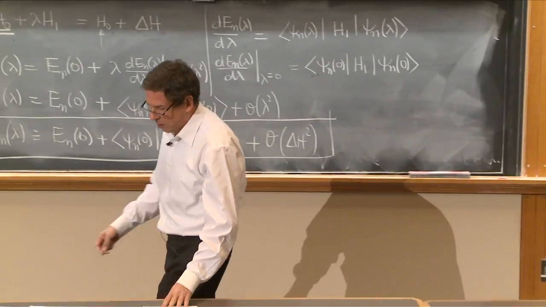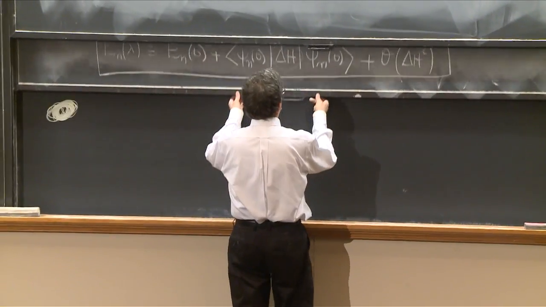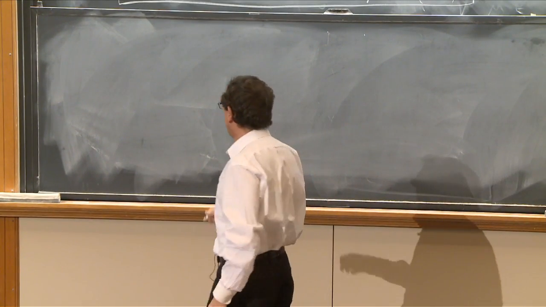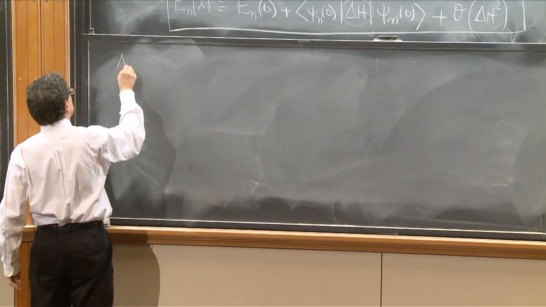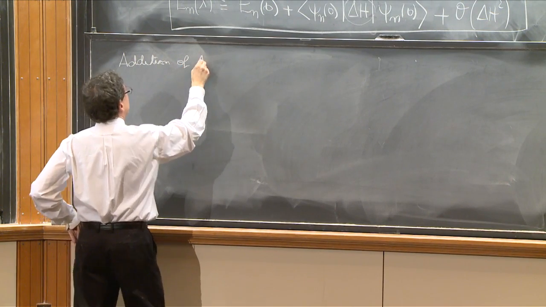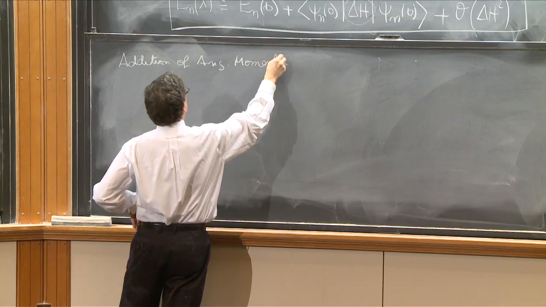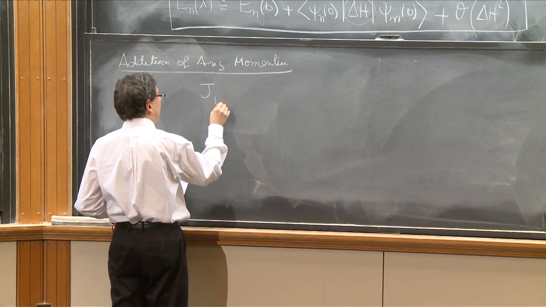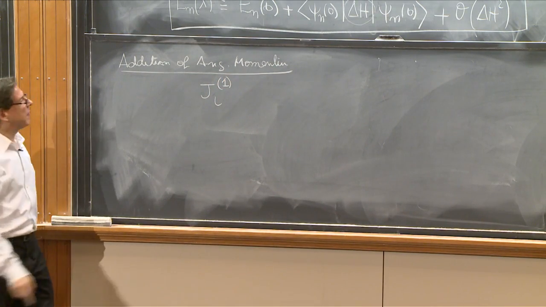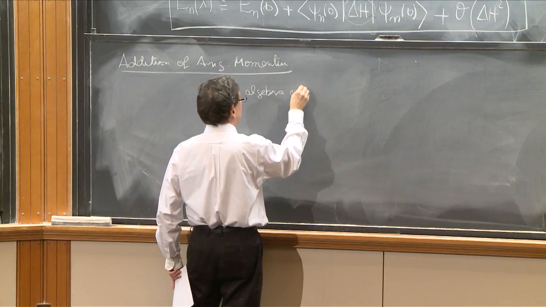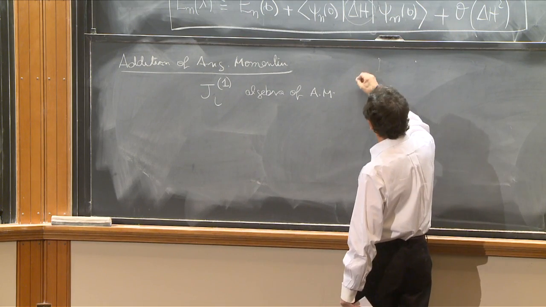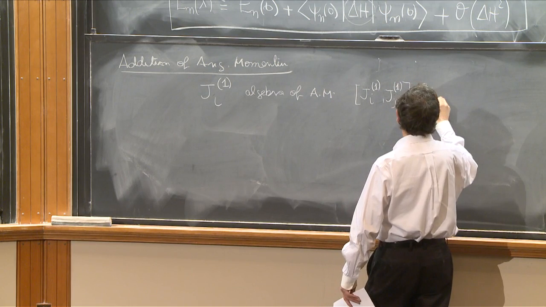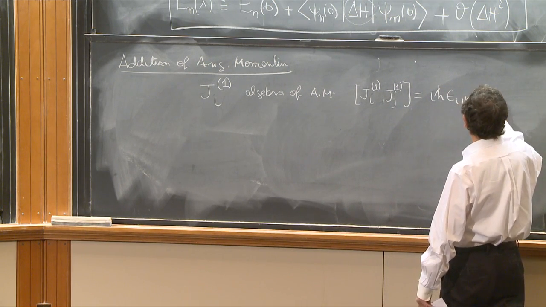Okay, so let's proceed with addition of angular momentum. So first, let me give you the fundamental result of addition of angular momentum. It's a little abstract, but it's what we really mean by addition of angular momentum. And the main result is the following. Suppose you have a set of operators, J^(1)_i, that have the algebra of angular momentum, which is to say [J^(1)_i, J^(1)_j] = iħ ε_ijk J^(1)_k.